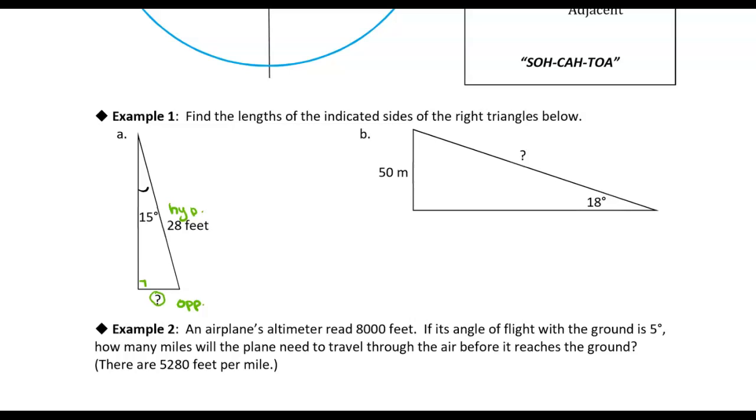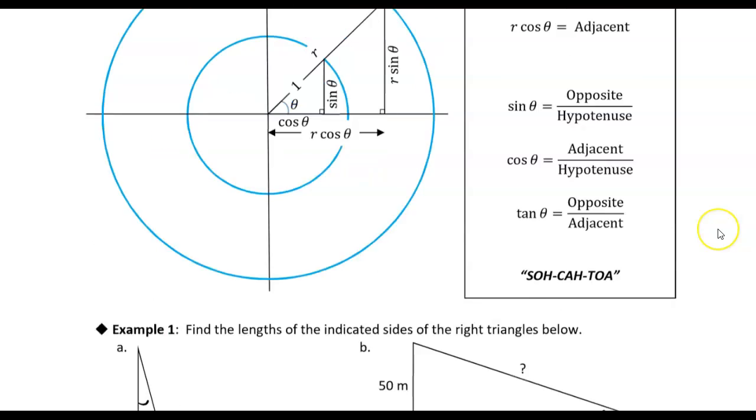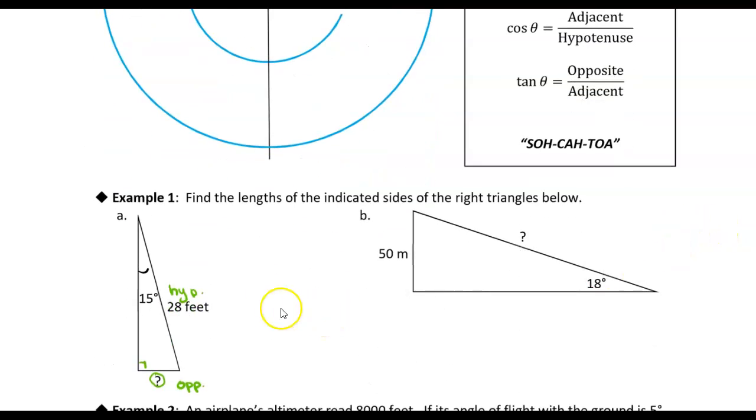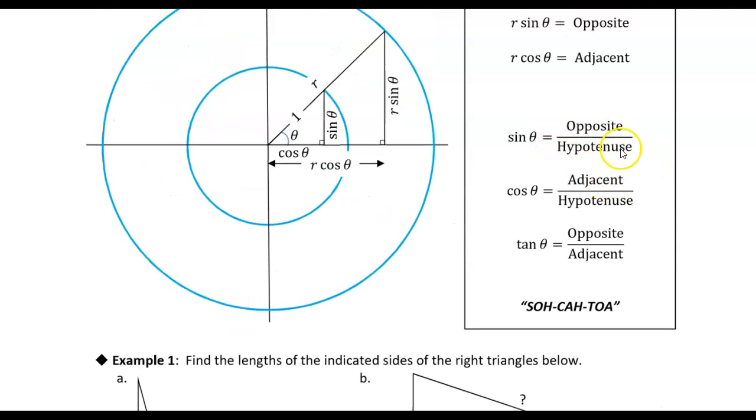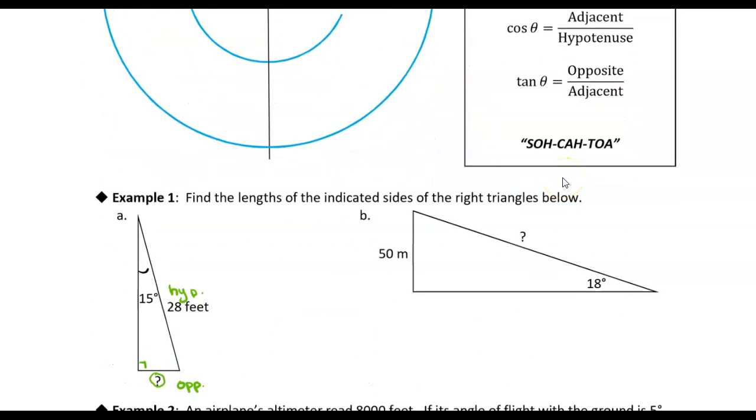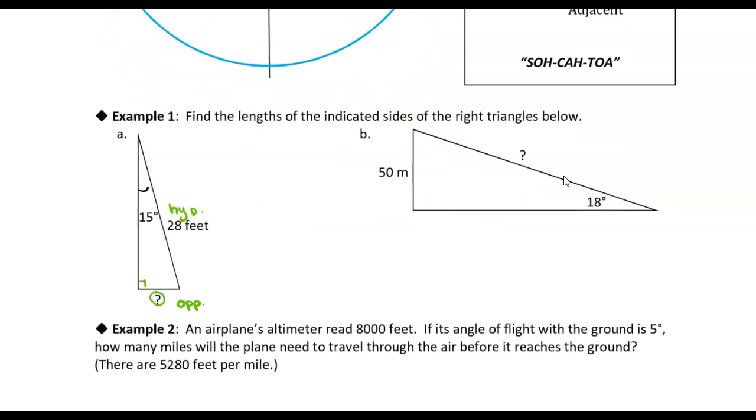So, if we look back up at our definitions of sine, cosine, and tangent, we want to find the trig function that involves opposite and hypotenuse. The one that involves opposite and hypotenuse here is the sine. So we can write that the sine of 15 degrees is equal to, and I'll just call this opposite side x, x over the hypotenuse, which is 28.